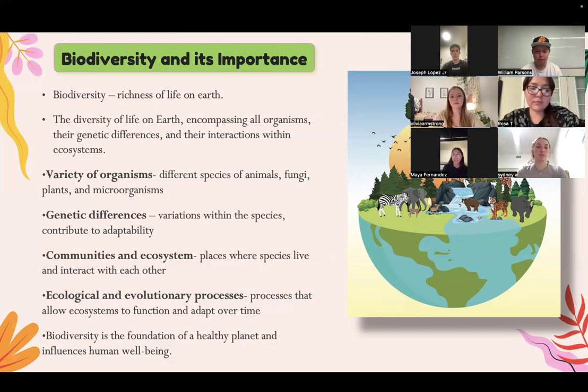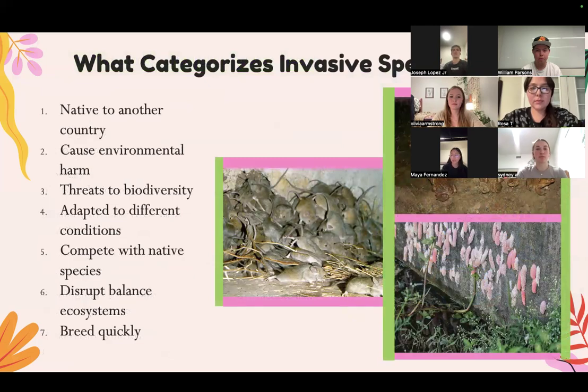The genetic differences refer to variations within the species that contribute to their adaptability. Communities and ecosystems is just where they live and how they interact with each other. And then ecological and evolutionary processes are processes that allow ecosystems to function and adapt over time. Biodiversity is very important and crucial because it's the foundation of a healthy planet and influences human well-being. Biodiversity supports a stable ecosystem, and having a biodiverse ecosystem provides services like water purification, pest control, and nutrient cycling.